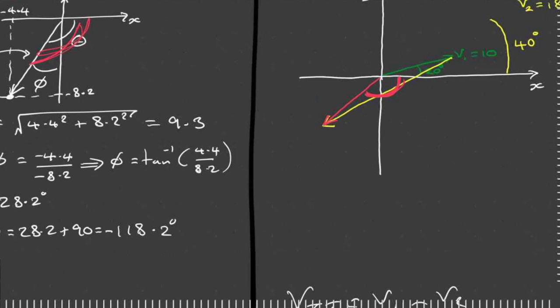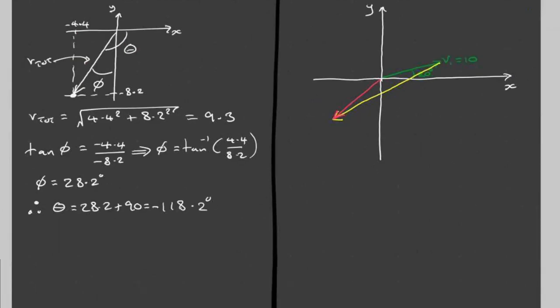I don't have a scaling on here, so it's a little bit difficult to check that the height is correct or the length is correct. But it seems reasonable. And there you have it, subtraction of vectors. I hope that makes sense.